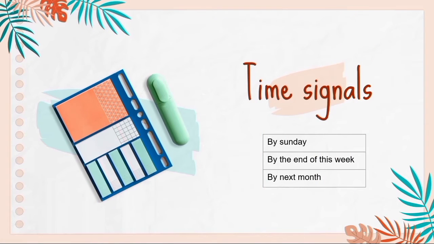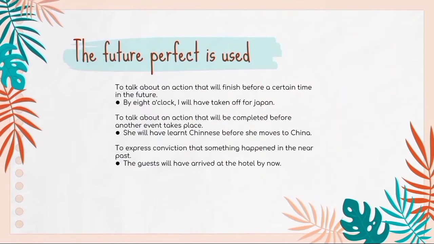Time signals for the future perfect tense, among others, are by Sunday, by the end of this week, and by next month. The future perfect is used for: first, to talk about an action that will finish before a certain time in the future. As an example, by 8 o'clock, I will have taken off for Japan. The second, to talk about an action that will be completed before another event takes place. As an example, she will have learned Chinese before she moves to China.